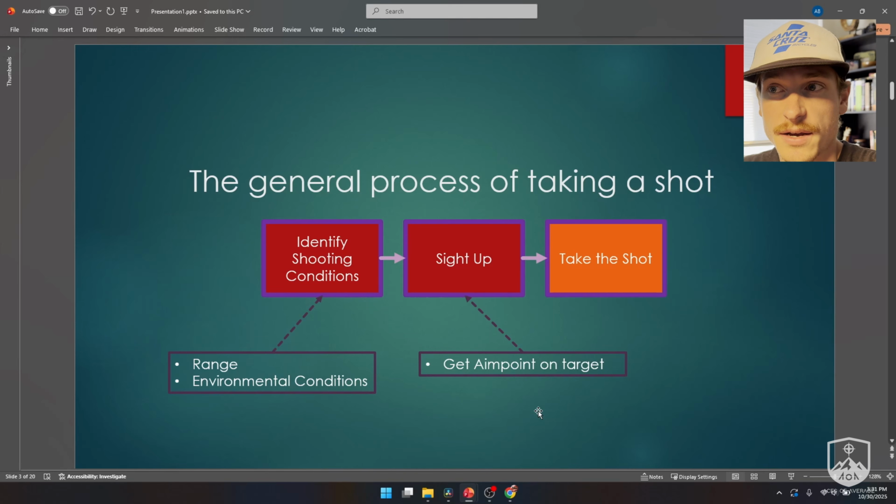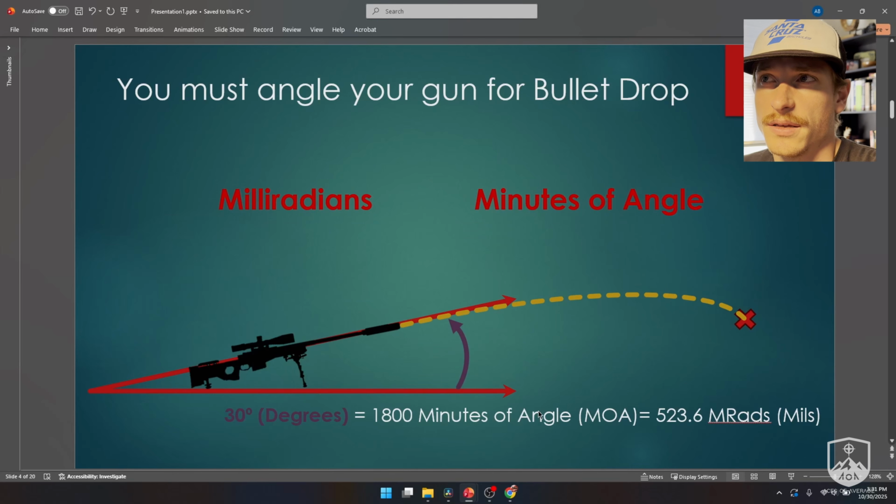Secondly, the sighting up, we're going to get our aim point on the target. And that isn't always the crosshairs of your scope, depending on how you're doing things. And then lastly, of course, we're going to take a shot. So really quickly, just a general overview.